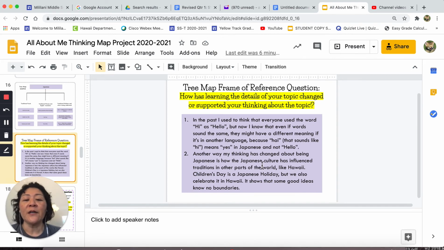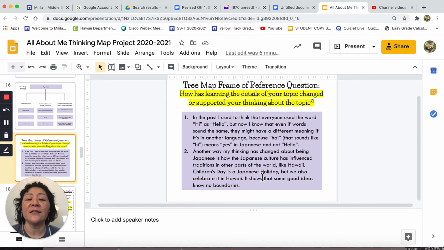Number 2, another way my thinking has changed about being Japanese is how Japanese culture has influenced traditions in other parts of the world, like Hawaii. Children's Day is a Japanese holiday, but we also celebrate it in Hawaii. It shows that some good ideas know no boundaries. Okay? So those were just answers based on the example thinking map, the tree map.